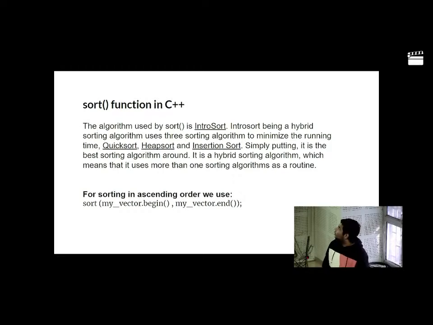Intro sort being a hybrid sorting algorithm uses three sorting algorithms to minimize the running time. क्विक सॉर्ट, हीप सॉर्ट, इंसर्शन सॉर्ट। तो मतलब बहुत एडवांस एल्गोरिदम है, अपने तो ज़्यादा काम ज़्यादा आएगी नहीं, लेकिन सी प्लस प्लस में ये यूज़ होती है और लगभग इसका लीनियर टाइम होता है, एन लॉग एन से भी कम। Simply putting, it is the best sorting algorithm around. It is a hybrid sorting algorithm, which means that it uses more than one sorting algorithms as a routine.